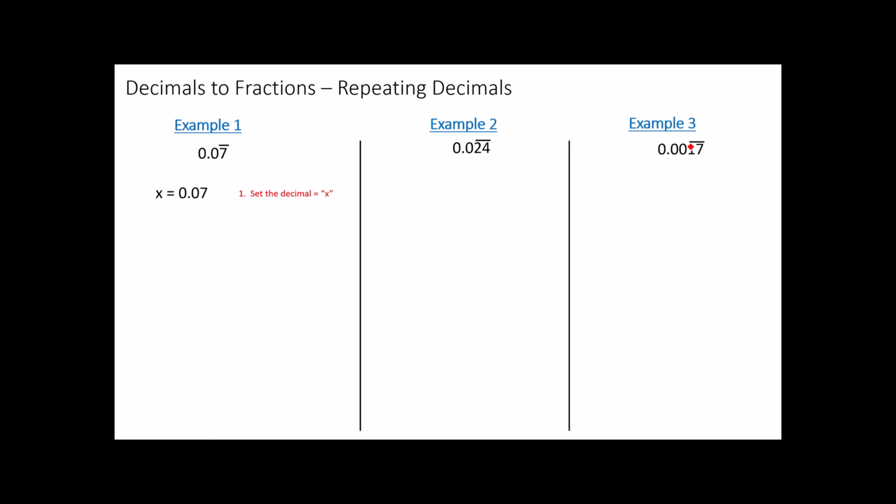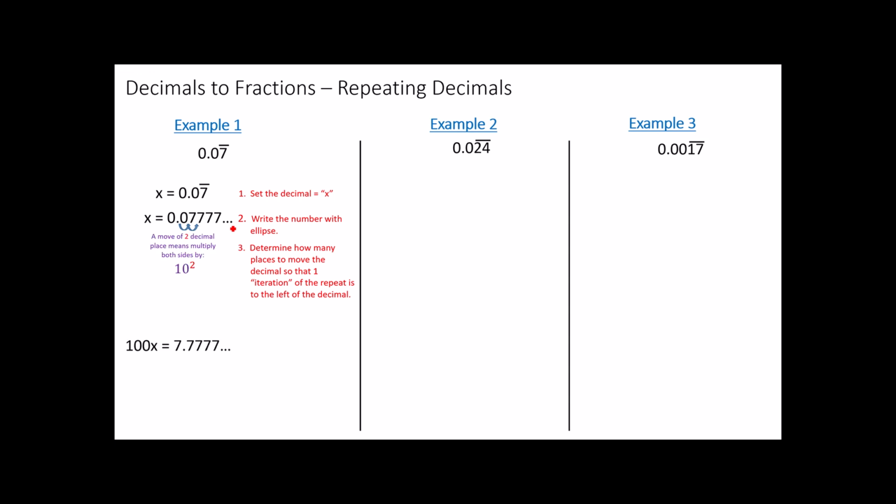Here's what I'm going to do. I'm still going to set the decimal equal to x. I'm still going to write it in ellipsis form. Notice I went ahead and wrote several iterations of the 7. Again, it doesn't really matter how many I leave. I always like to have at least 3 or 4 written down for when I line up for my subtraction. I'm still going to determine how many places to move the decimal so that one iteration is to the left. In this case, that's 2, which means I'm going to have 10 squared, which means I'm going to be multiplying it by 100. Again, none of this is any different than what you've done before, except that I'm running out of room. 100, 100, there we go. That much is all the same.